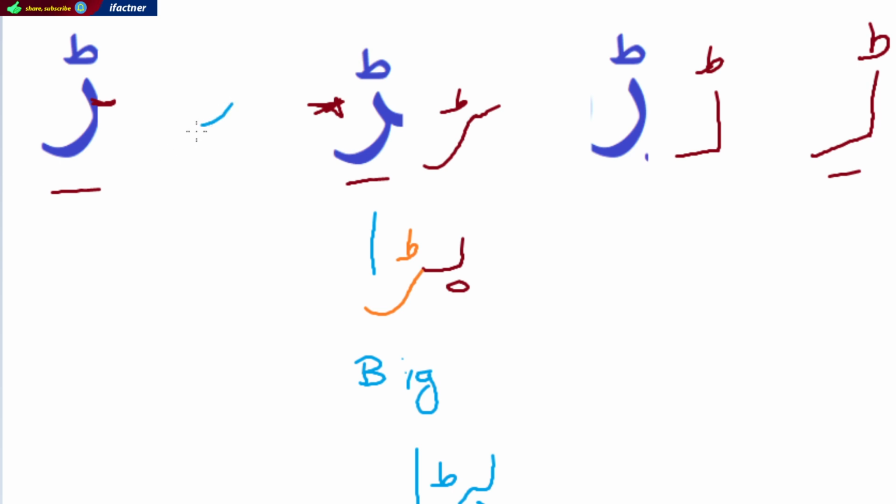You make a connector and then write re like this. And we have a word bur. Bur is a special tree. Bur.